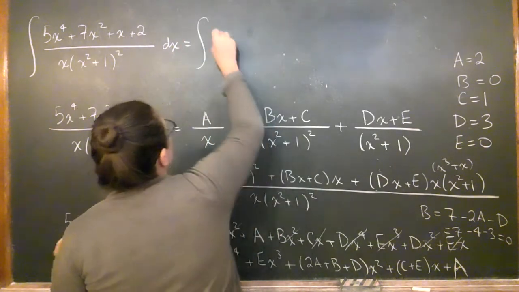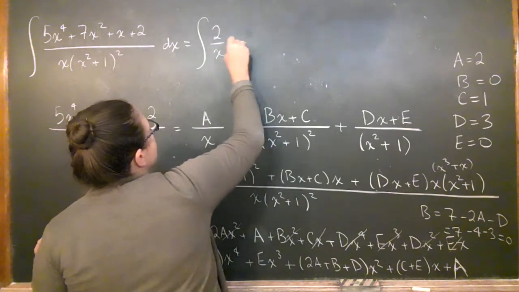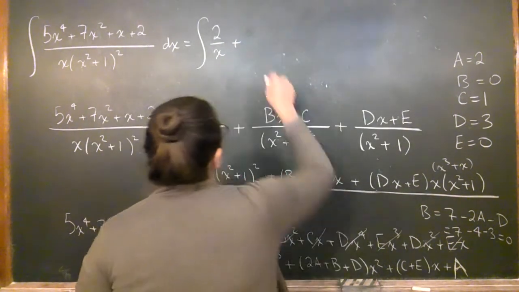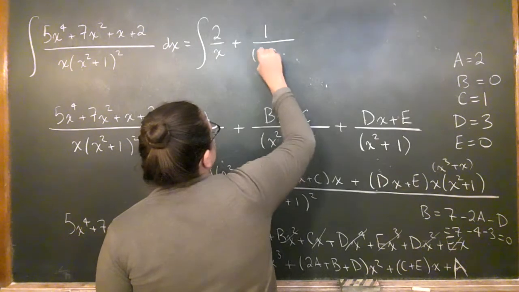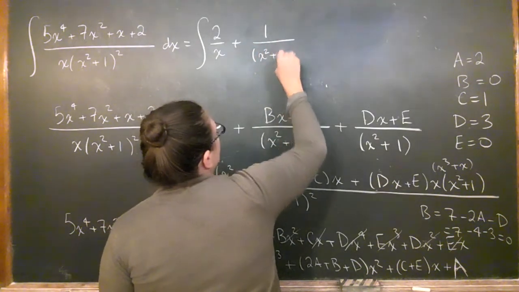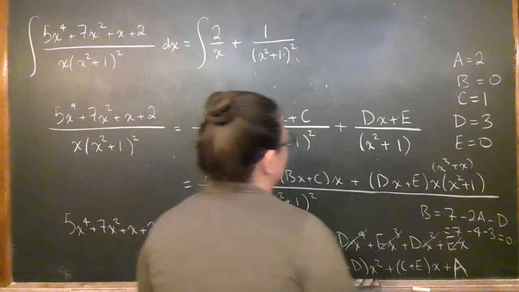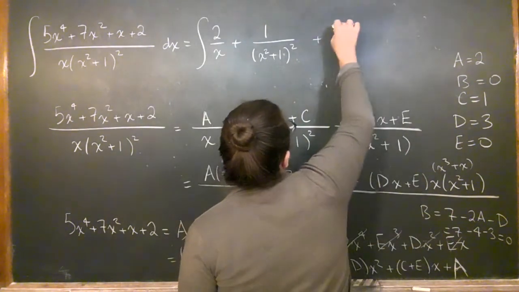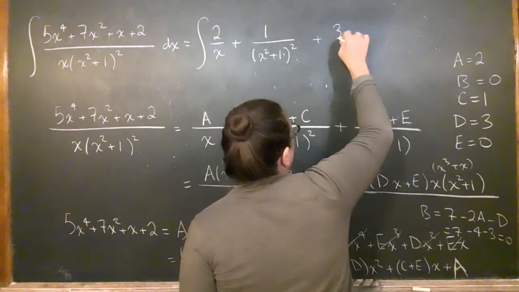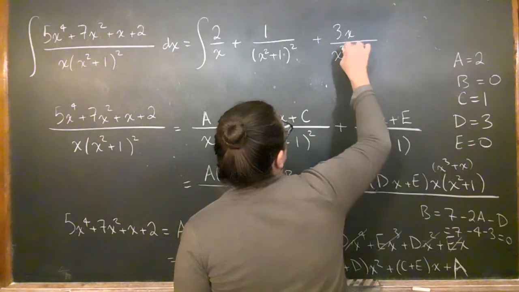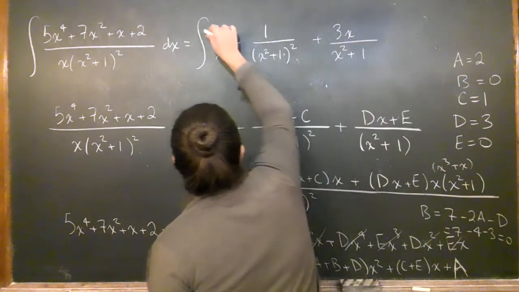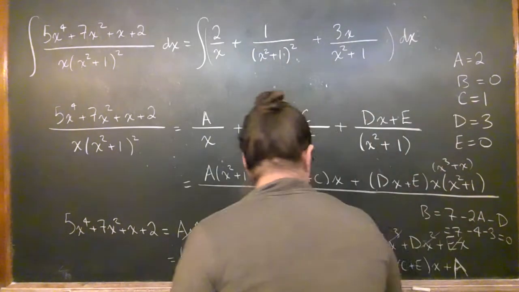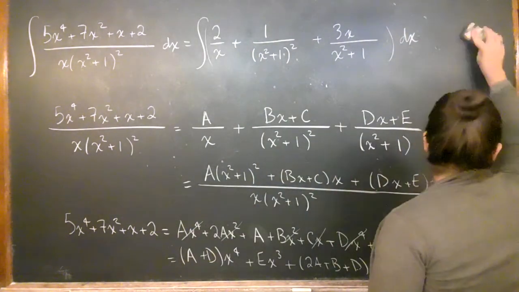So 2 over x plus, so b was 0 and c was 1. This is the one that's going to cause us some trouble and heartache, huh? x squared plus 1 quantity squared. Now d was 3, 3x over x squared plus 1. Okay. So we're going to leave those up there.